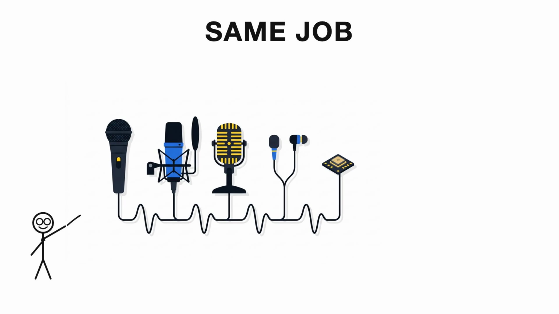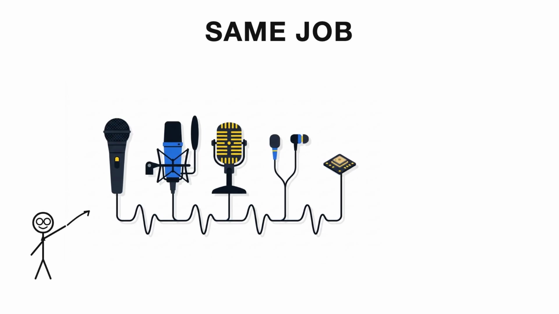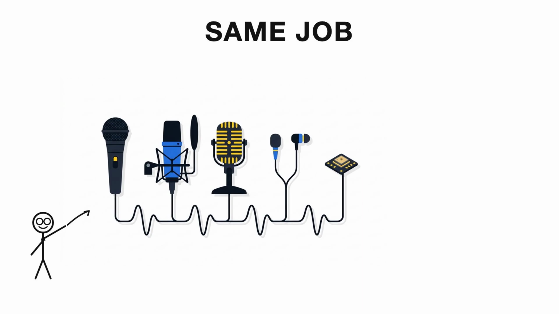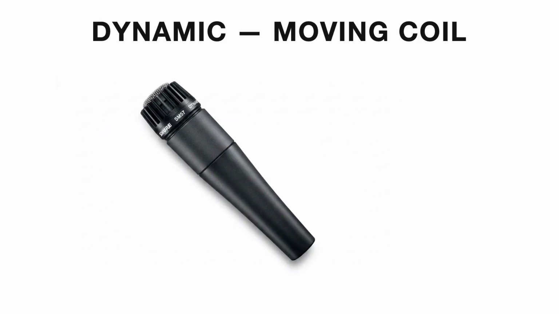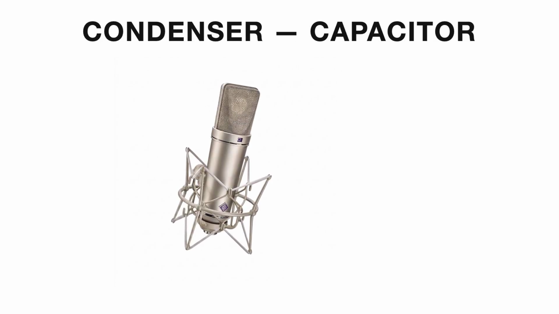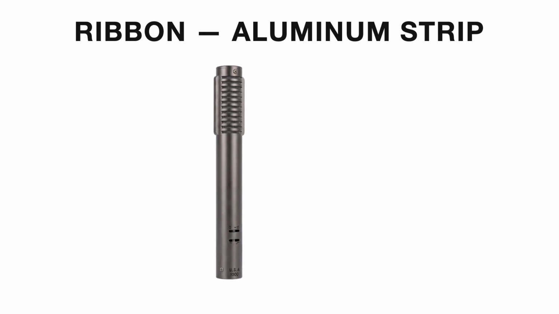And yet every single type, the dynamic moving coil, the condenser capacitor, the ribbon, the electret, the MEMS chip, is doing the same fundamental job, converting air pressure into electricity. The differences come down to which physical mechanism does the converting, what that mechanism excels at, and what environment it was built for. The Shure SM58 at a concert tonight, the MEMS chip in the AirPods Pro, the ribbon mic in a Nashville studio. These are not competing technologies, they are solutions to different versions of the same problem. Now you know which solution is which.